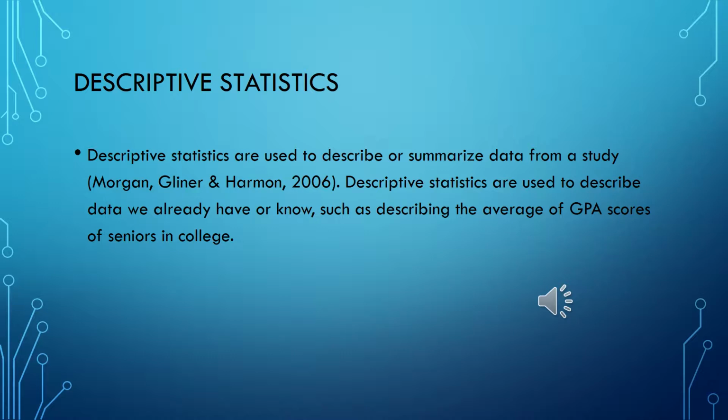Descriptive statistics are used to describe data we already have or know, such as describing the average of GPA scores of seniors in college.